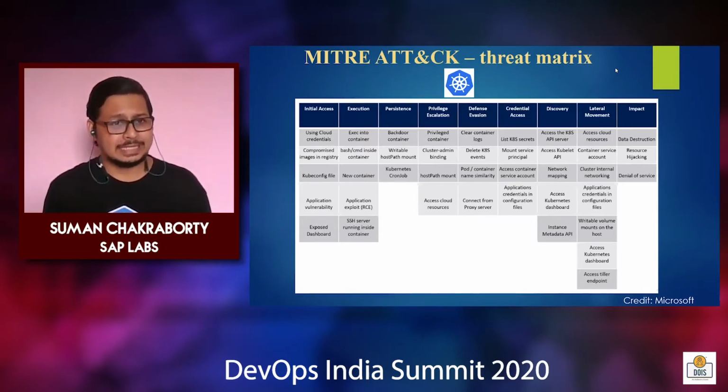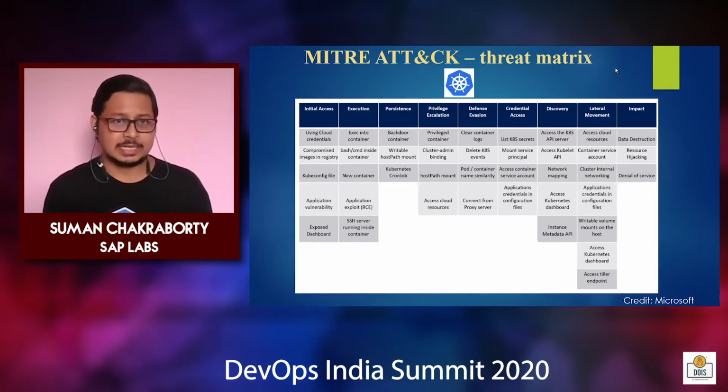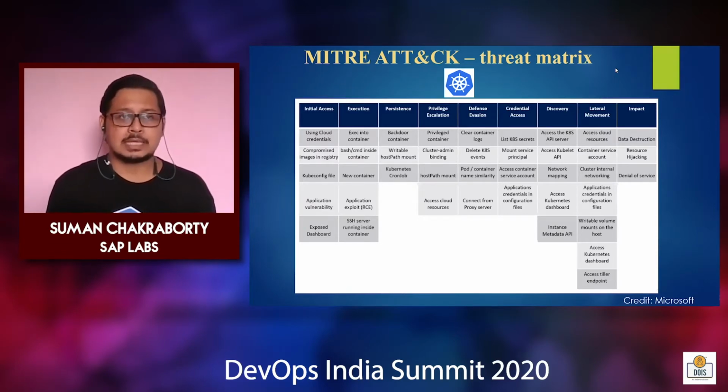So first is the initial access, where it takes into account the whole periphery of your cloud infrastructure regarding the cloud credentials, and whether you're saving the images into your private registry or public registry. The execution side is basically once something goes inside a container, how it behaves, like how a particular command can go and compromise the entire cluster. Those are bad commands, and we should try to avoid them.